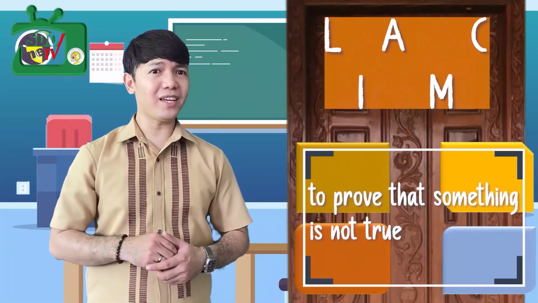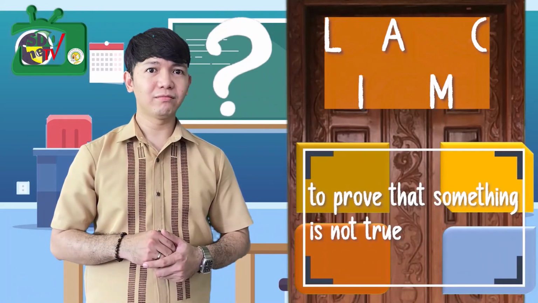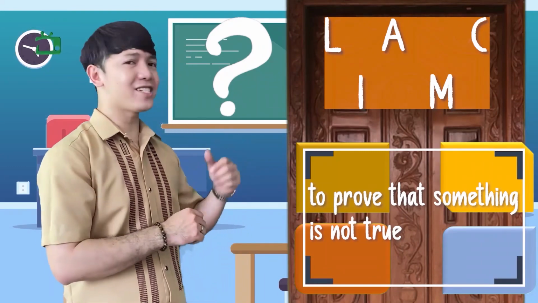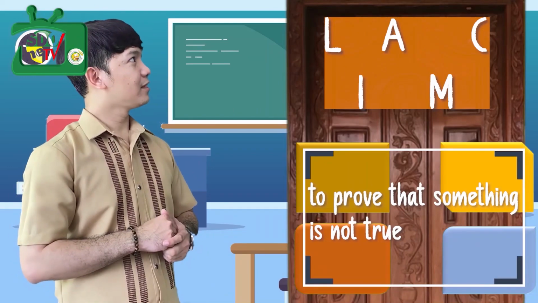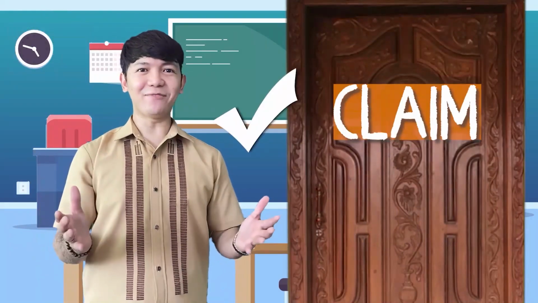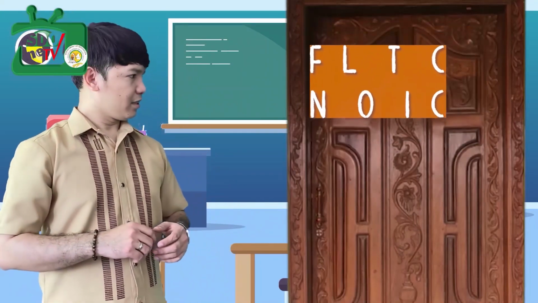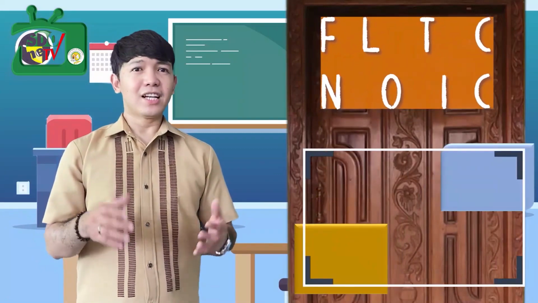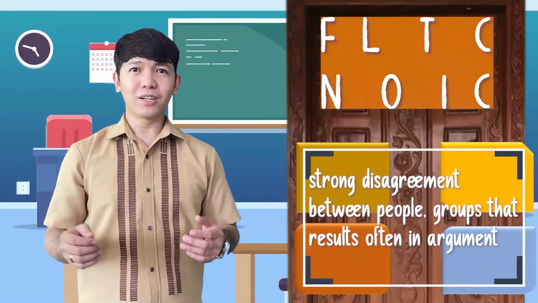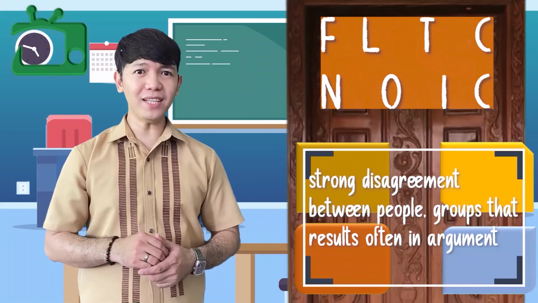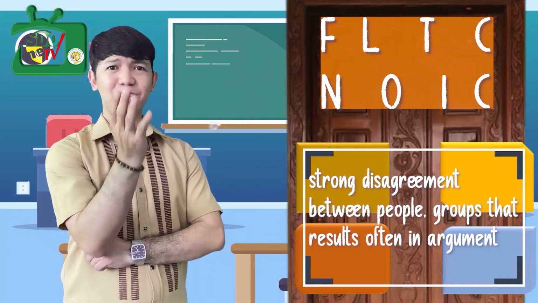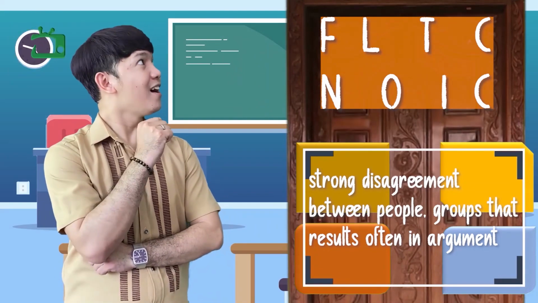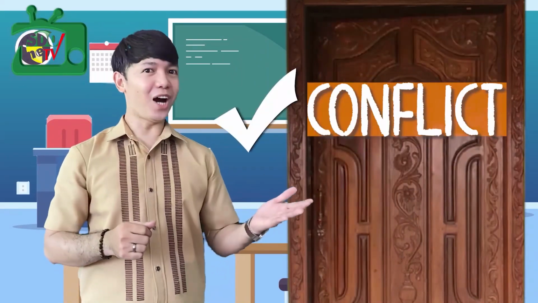To prove that something is not true? Help me to rearrange these letters. Correct! Claim. Strong disagreement between people, groups that results often in arguments? What's your answer? Correct! Conflict.